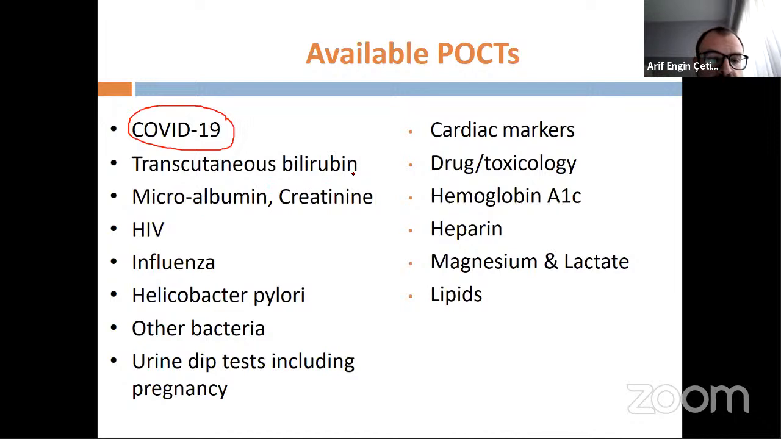So there are other POCT tests for HIV, influenza, other bacteria, pregnancy tests, cardiac markers, drugs. There are also some drug toxicology tests, protein tests, lipid tests. So there are many other tests, and when you look at this table, you see that there is a wide range of POC tests, and we have this many POC tests available in the market because of the recent development in biosensors.